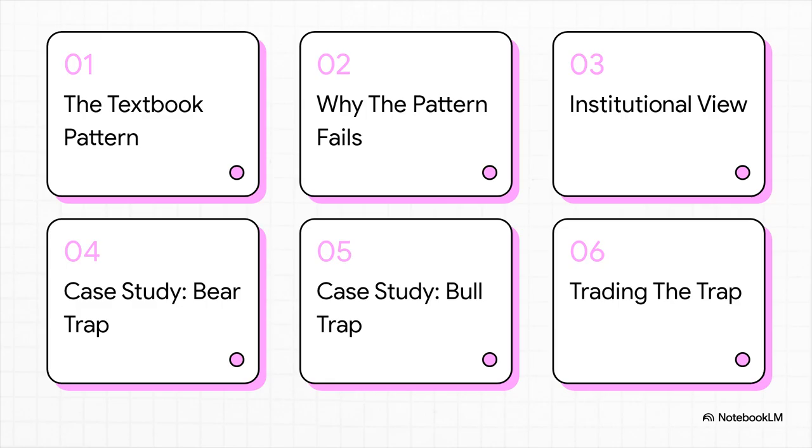So here's how we're going to break it all down. First, we'll quickly go over the textbook pattern that everyone learns. Then, we'll get into the good stuff, why it fails so often. The secret, as always, is understanding the institutional perspective. We'll walk through 2 real-world case studies, a bear trap and a bull trap, and then we'll finish up with a new framework so you can actually trade these setups.